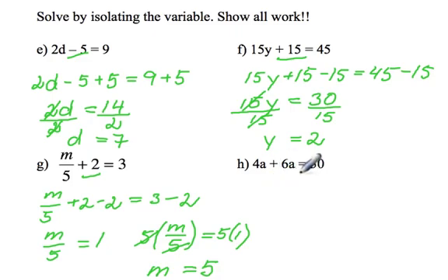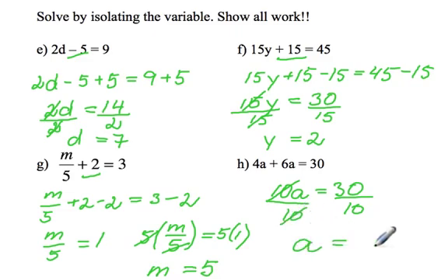Question H. First we will simplify the equation because we have like terms. We have 4a and 6a, so we can collect them. That equals 10a equals 30. Now a is multiplied by 10, so we can divide both sides by 10 to isolate the variable. 10 divided by 10 is 1, leaves a equals 3.